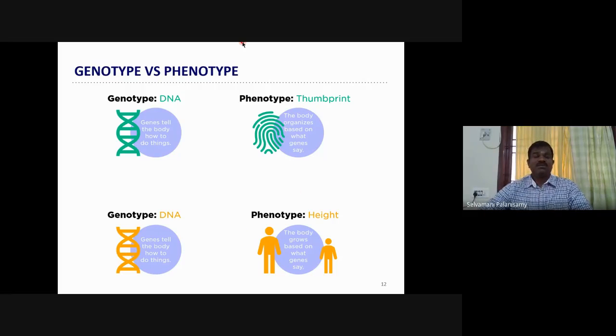Now the DNA, which is otherwise called the genotype, and we all have a peculiar fingerprint. This is called the phenotype. Based on the DNA, our fingerprint varies. Based on the DNA, the height varies. Based on the DNA, the body weight varies. Based on the DNA, our habit varies, the routine varies, the interest varies, the intelligence varies. Many, many factors we can see.